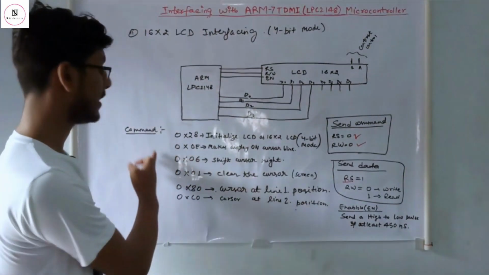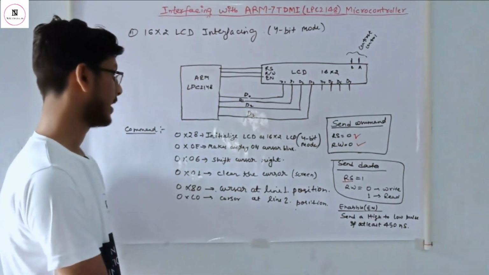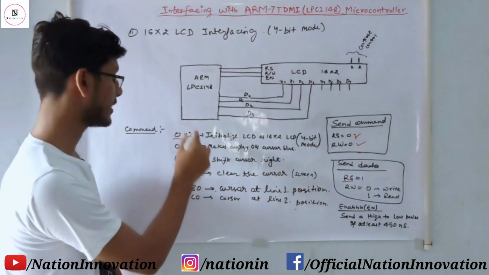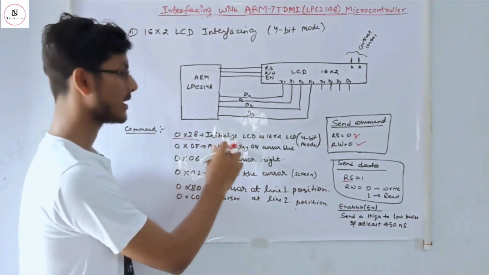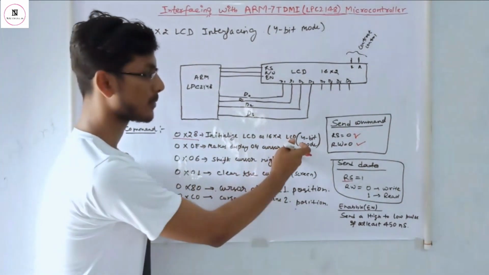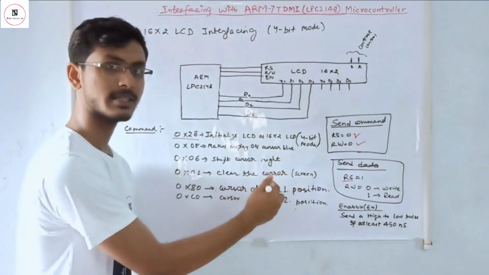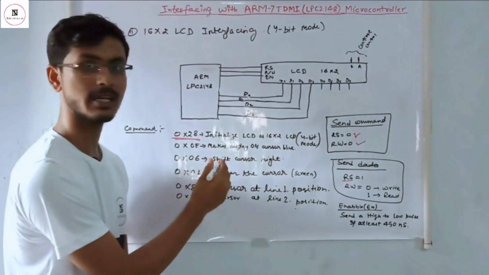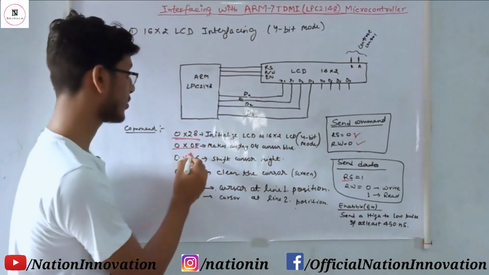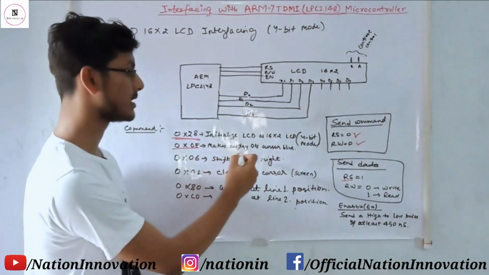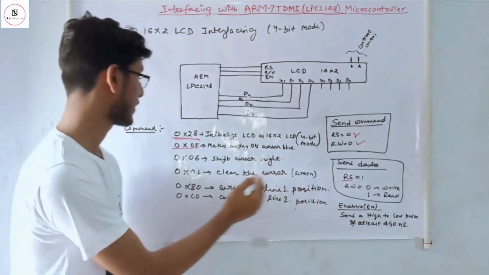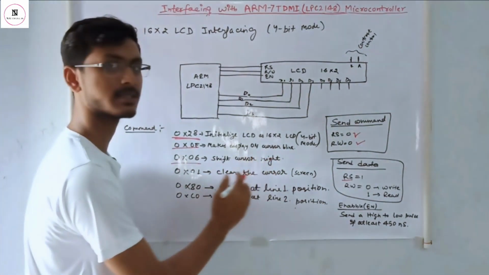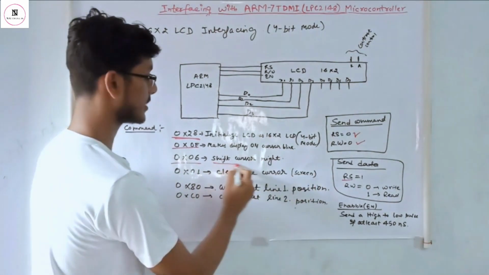These are the various commands for the LCD screen, and the first command is 0x28, which is in hexadecimal. That command is for initializing the LCD in the 4-bit mode. We are using the LCD in the 4-bit mode, that's why we have to put the value 0x28 in it. The command 0x0E will turn the display on and make the cursor blink. And the third command is 0x06, which is for shifting the cursor to the right side.